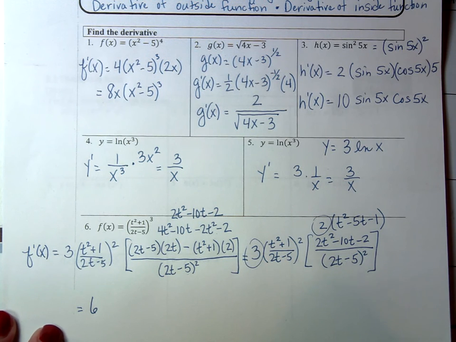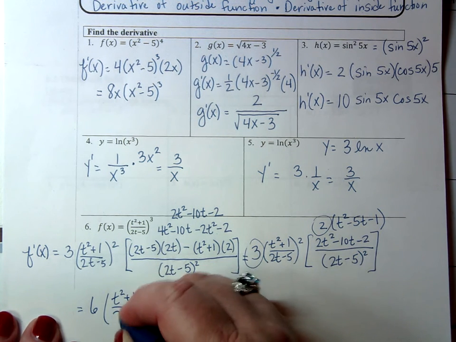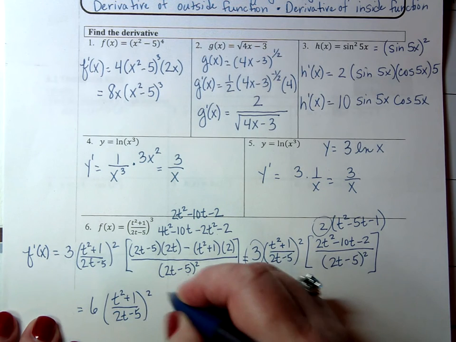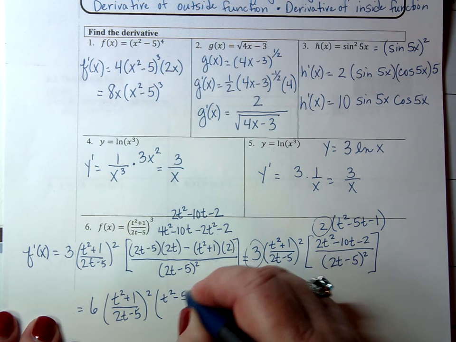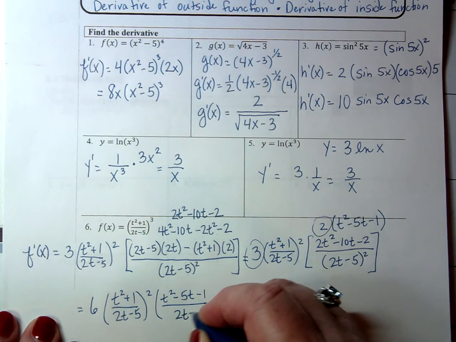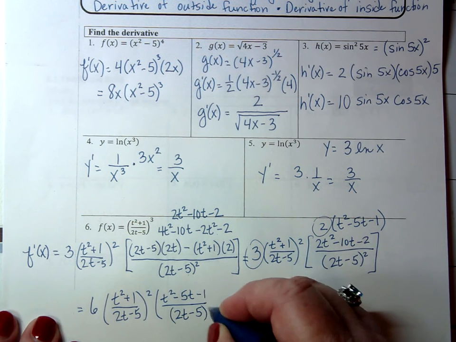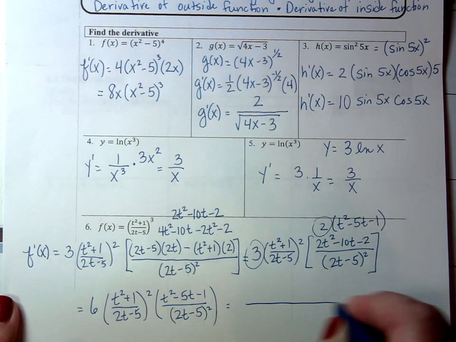I have 6. I'm going to keep everything the same for now. t squared plus 1, 2t minus 5, quantity squared. And then I've got a t squared minus 5t minus 1 over 2t minus 5 squared. So for that move, all I did was multiply the 2 and the 3, and they got 6. Now there's one last thing I can do to this. I can combine this to be all one fraction.